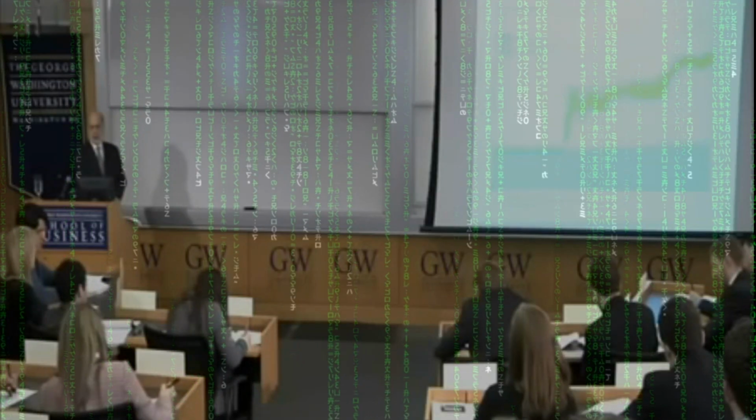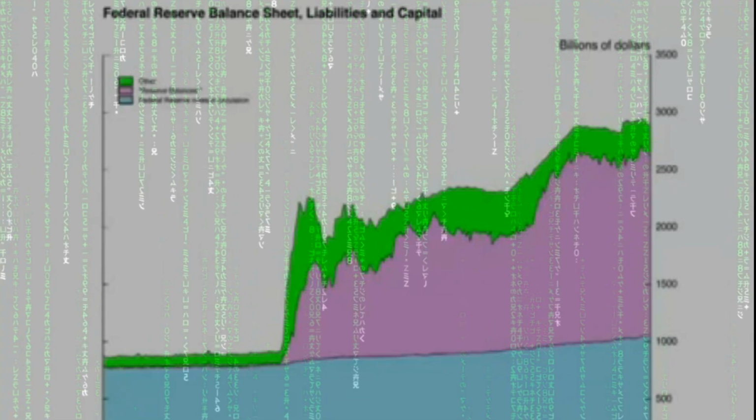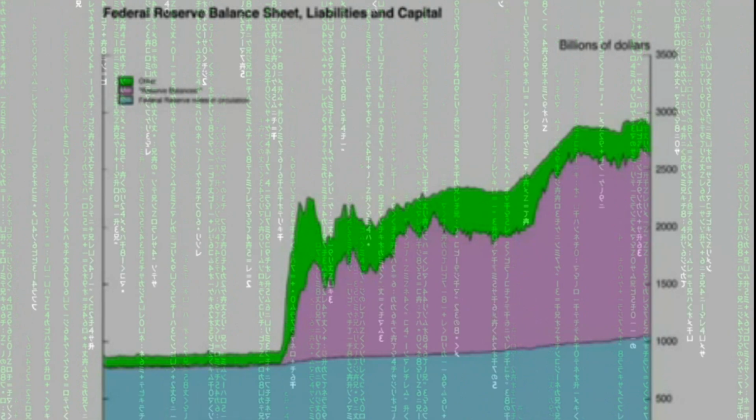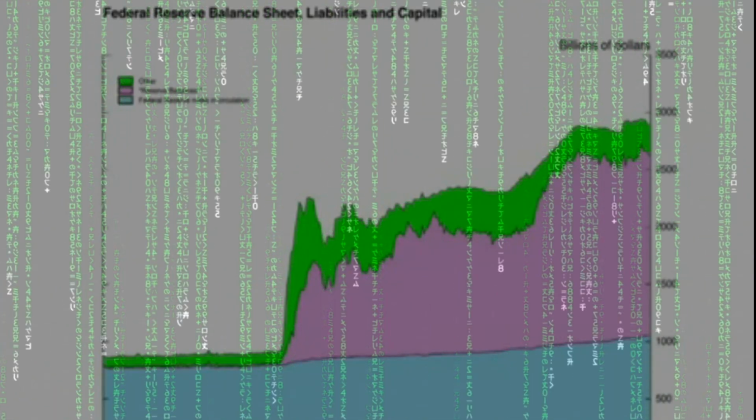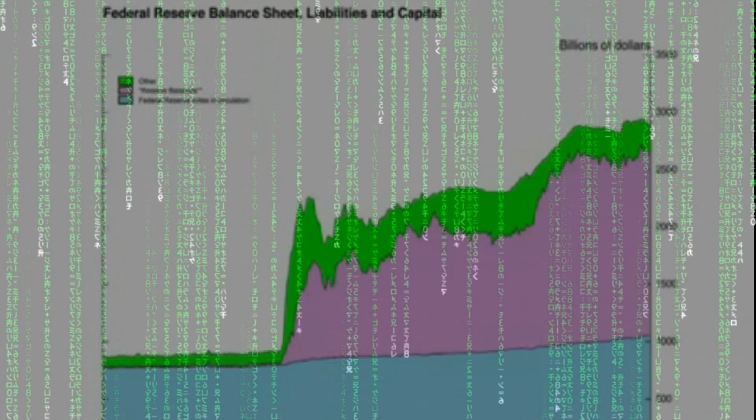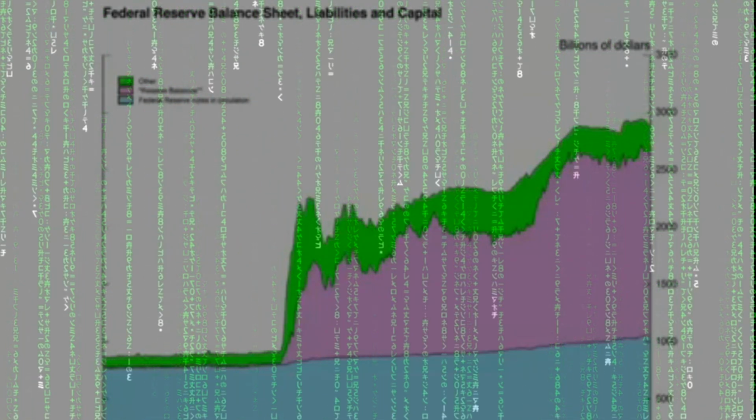Then there are other liabilities, including treasury accounts and a variety of other things that the Fed does. We act as the agent, the fiscal agent for the Treasury. But the two main items you can see are the notes in circulation and the reserves held by the banks.